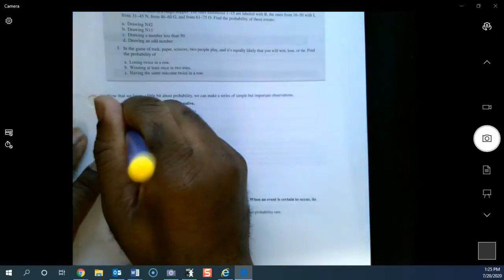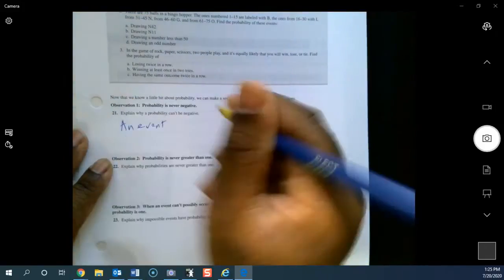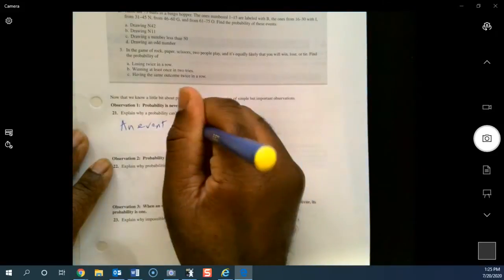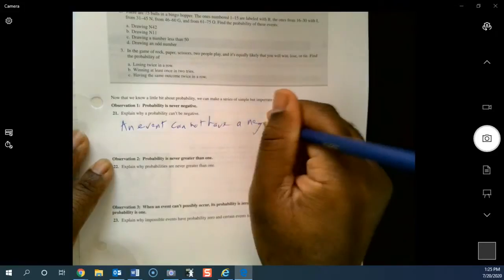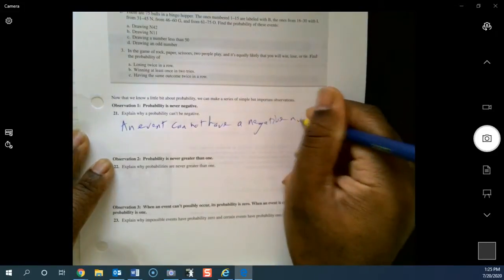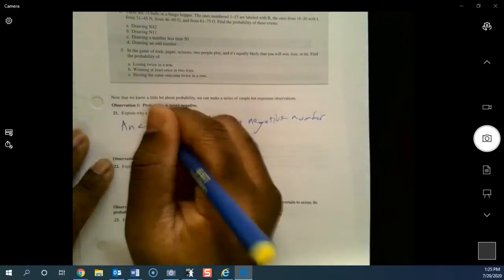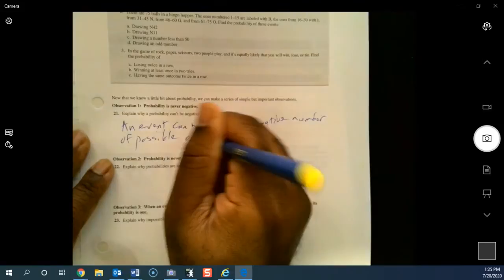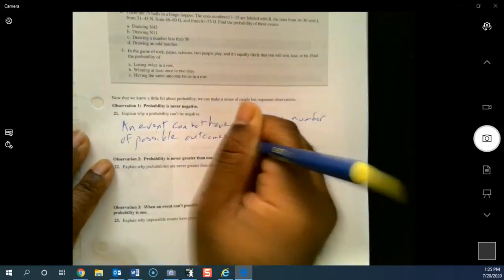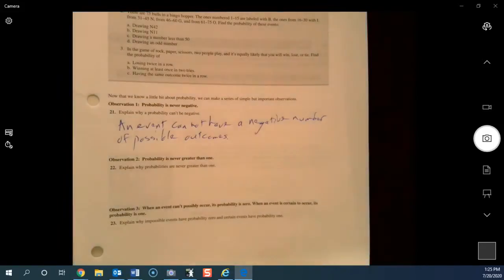Because an event cannot have a negative number of possible outcomes. Now we know that the lowest that an event can happen is that it doesn't happen, which would be 0. It will not have more, it will not have less than 0. So that's why we know it's not negative.